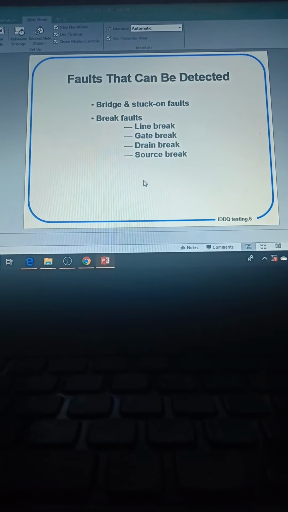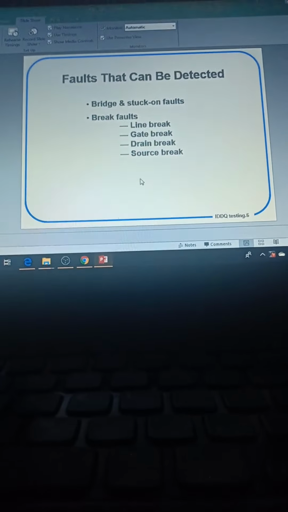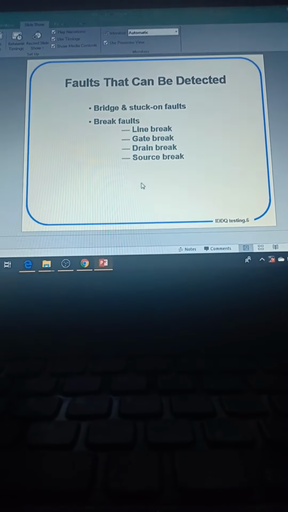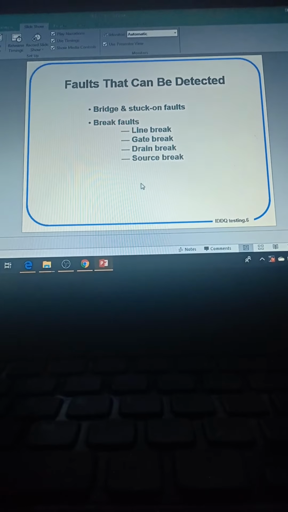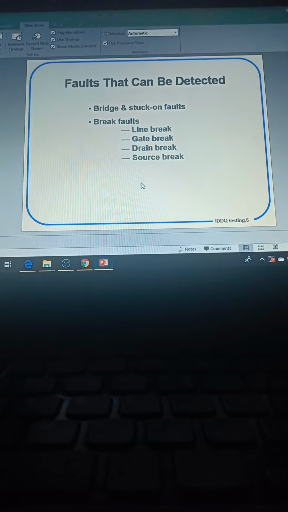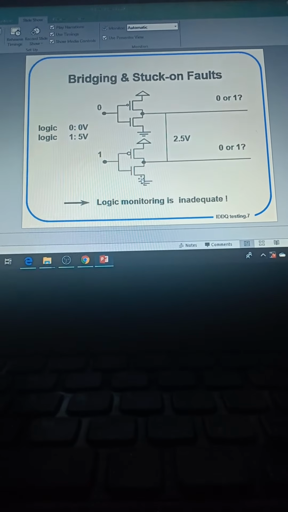Next comes the faults that can be detected using the IDDQ method. These are the faults that can be detected using this method: bridge and stuck-on faults, and break faults. There are different types of break faults, like line break fault, gate break, and drain and source break. We will see them one by one.